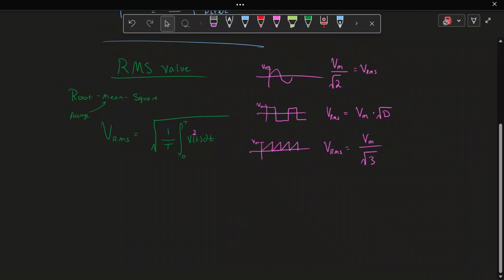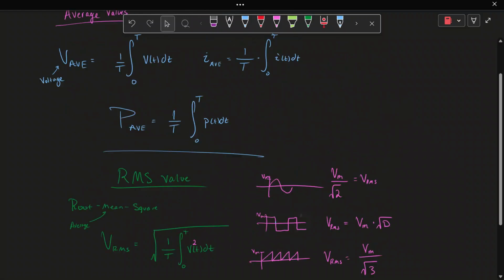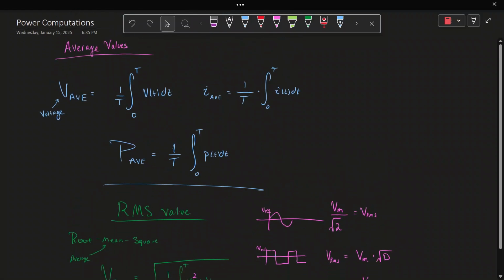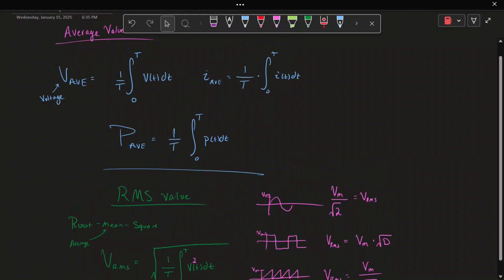This is how they are usually seen instead of the amplitude. And so this makes it much easier for others to communicate what those values actually are. Now you might be thinking, up here I said average values for current and power. Those are the same. Can we have the same thing as RMS, right?